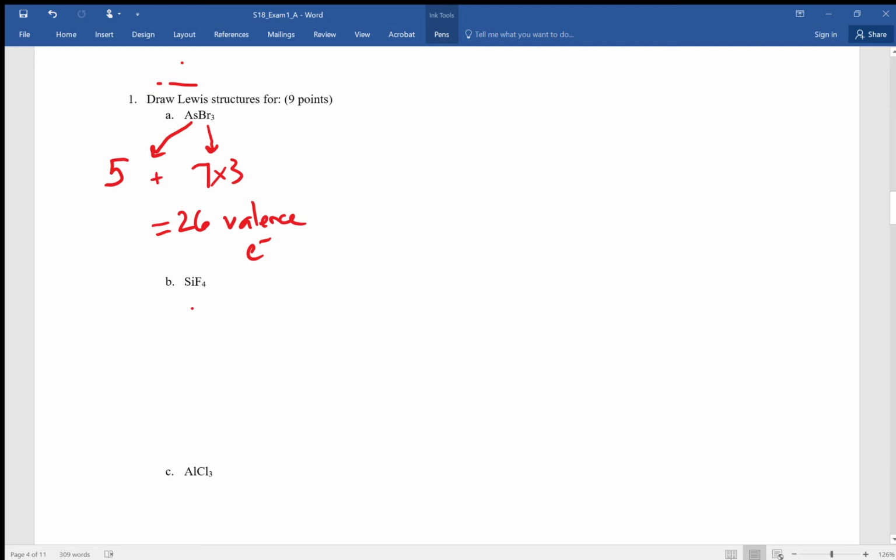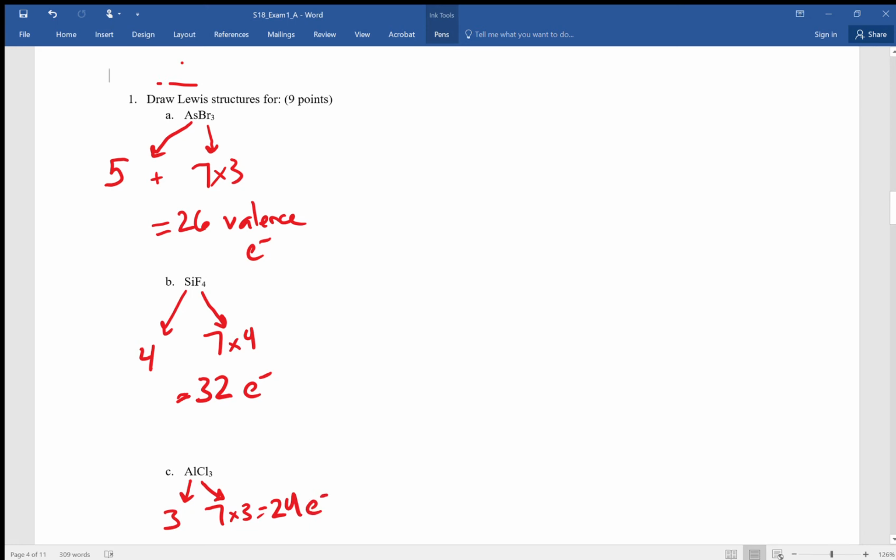We can do the same thing in part B for silicon tetrafluoride. Silicon has 4 valence electrons. Fluorine, again, same column as bromine, also has 7 valence electrons. So the total here is 32. And for aluminum chloride, aluminum has 3 valence electrons, plus again 7 for each of the chlorines, being in the same column as bromine and fluorine, for a total of 24 electrons.